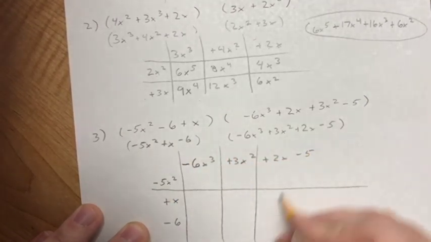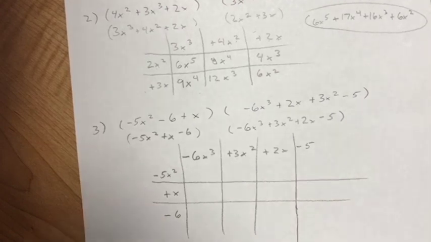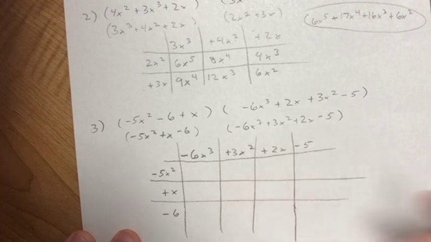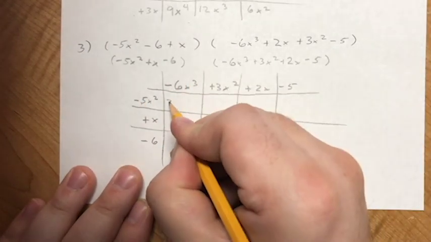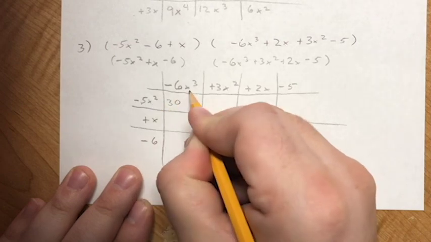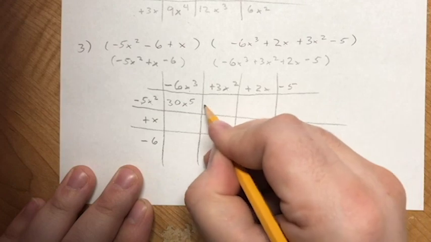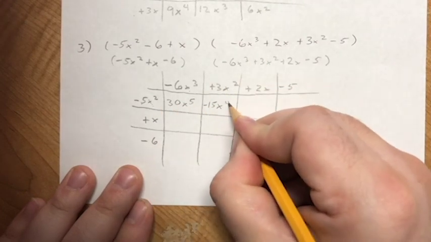Complete my table. Oh, this is going to be a big one. All right. So let's work everything out. Okay, come up here. Negative 5 times negative 6 is a positive 30. x squared times x to the third is an x to the fifth. Negative 5 times 3 is negative 15. x squared times x squared is x to the fourth.